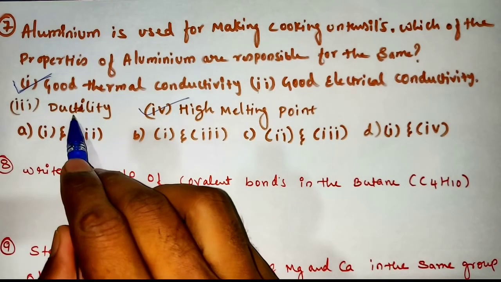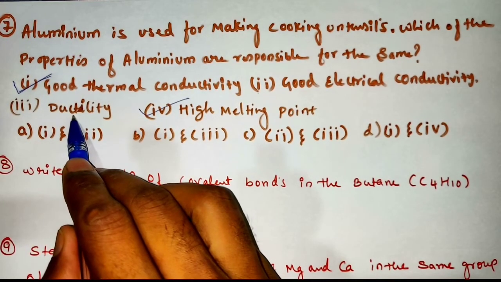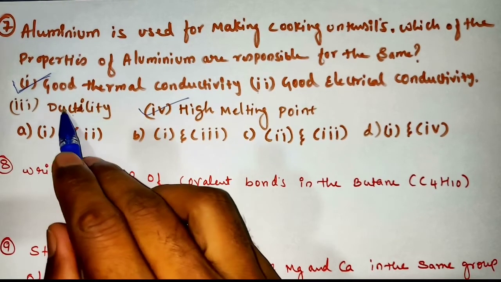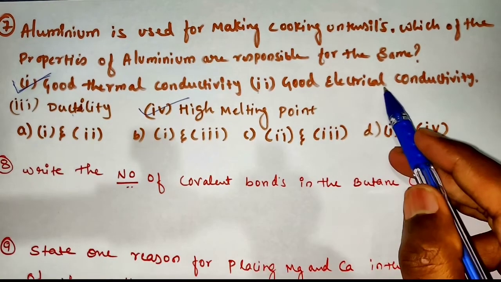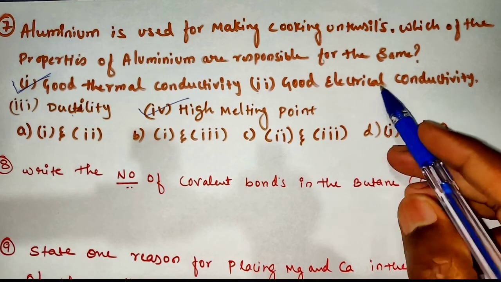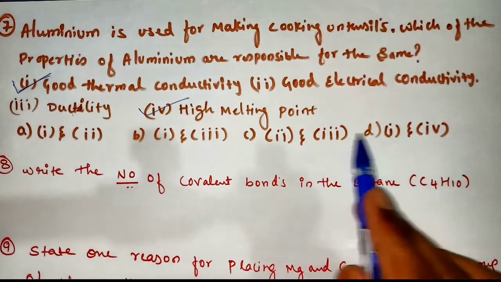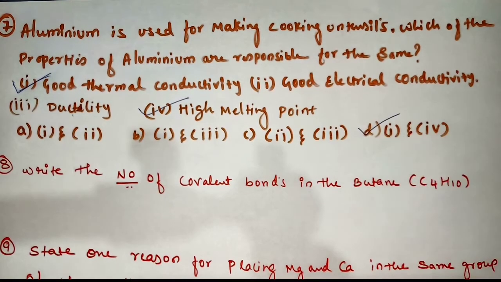Ductility means, when you heat it, it should melt; then only it will convert into thin sheets or wire. So that should not happen. And good conductor of electricity, it should not conduct electricity. So that's why second and third is not the answer. The first and fourth. So just find it. That will be D. D is the correct answer.